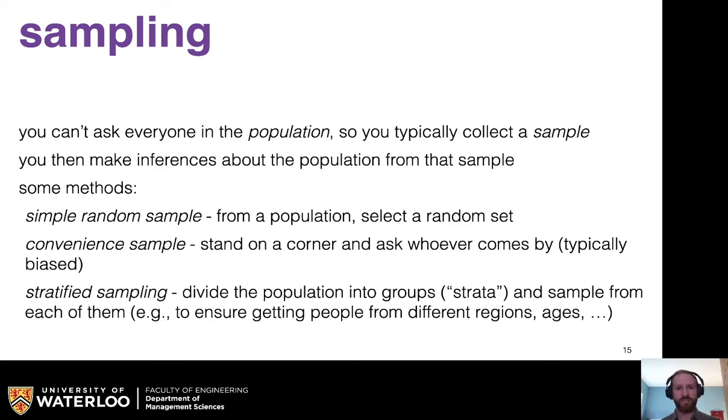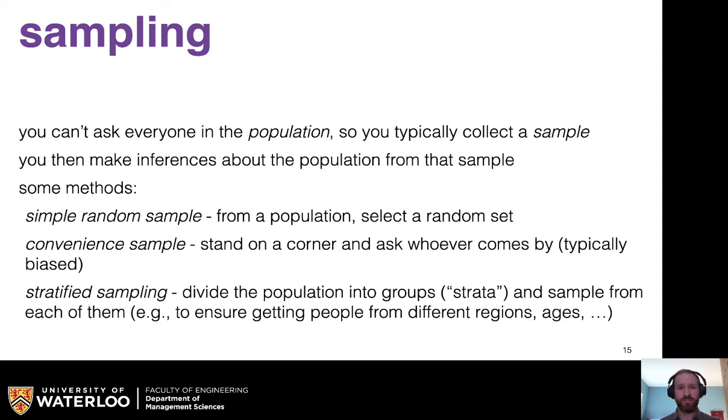Sampling is an important way to figure out who you might reach with your study. You can't ask everyone in the population, so you typically collect a sample. You then make inferences about the population from that sample. Some methods might include simple random sampling, which is typically viewed as the gold standard. From a population, you select a random set, and then they take part in your study.